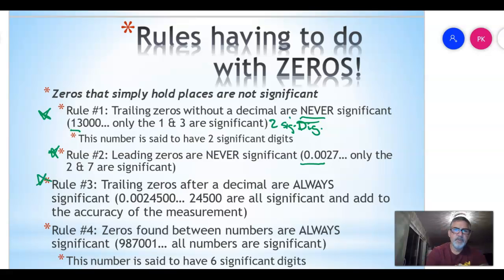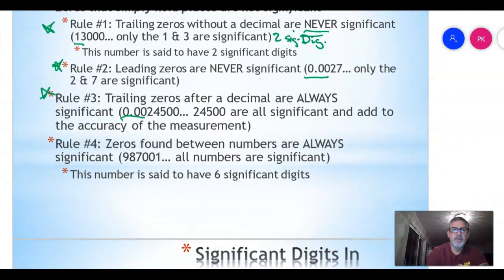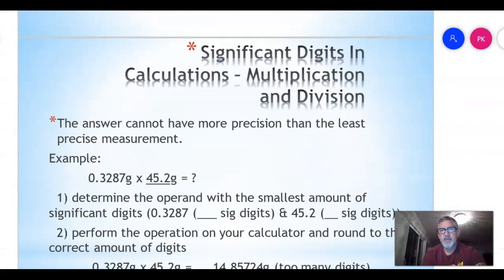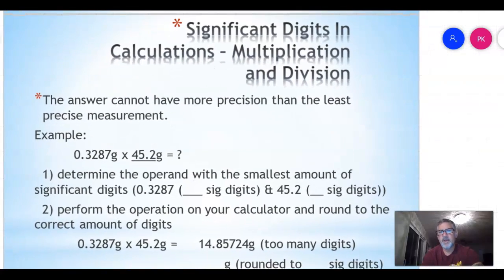And rule number 3, trailing zeros after a decimal always count. So again, I have these leading zeros that aren't significant, but everything after the first real number is going to count because there was a decimal, right? So 2, 4, 5, 0, 0, all of those are significant. And rule number 4, zeros between real numbers, they all count. So this is also good. So your significant digit rules, make sure you review them. We've been over them so many times. If you've already had chemistry, which you're supposed to have, you probably know this.